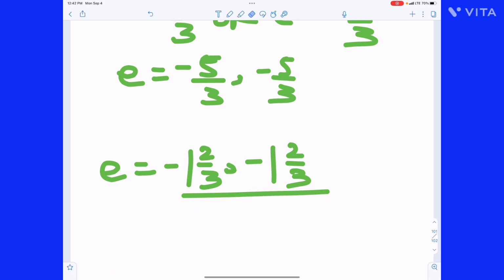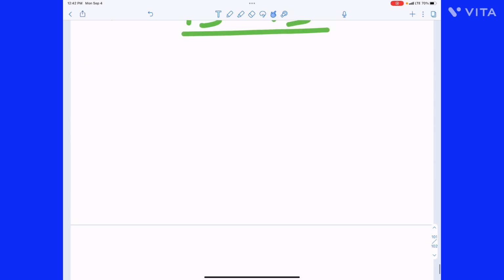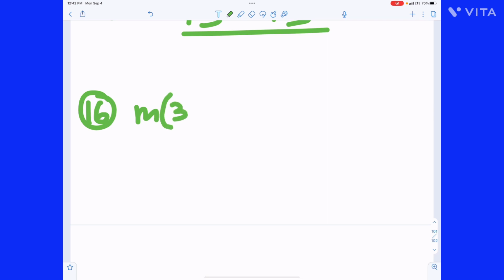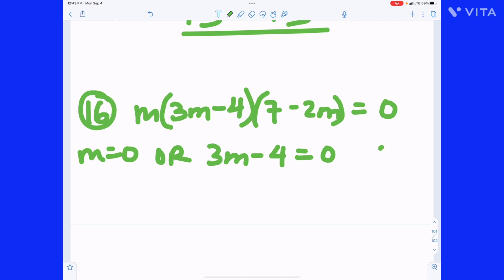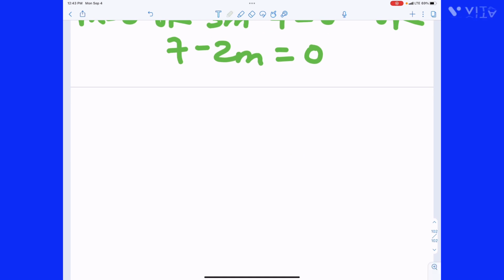Next question. Number 16: m times (3m minus 4) times (7 minus 2m). This is m is 0, or 3m minus 4 is 0, or 7 minus 2m is 0. It's all the same thing. So this is m is 0, or 3m minus 4 is 0.